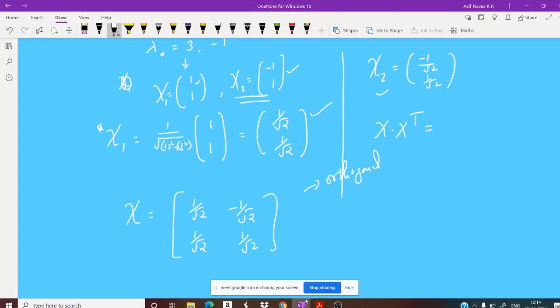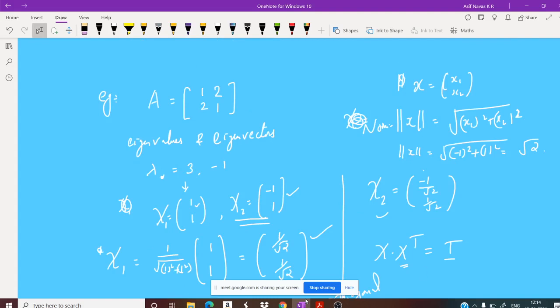Is it identity? If X into X transpose is identity, then X inverse equals X transpose. Just multiply. Have you got it? What is X transpose? Actually, X transpose is X inverse, right? I will show you that.